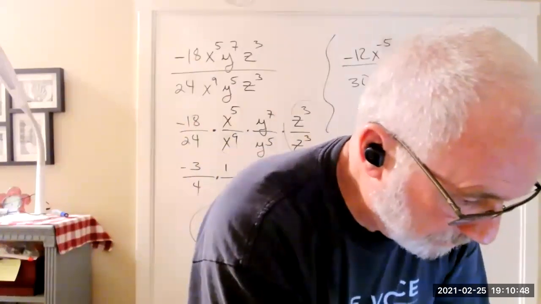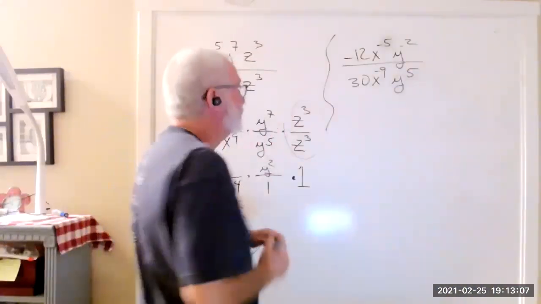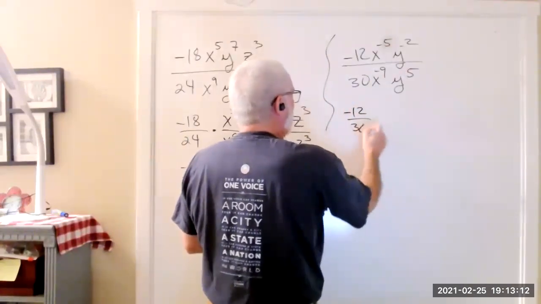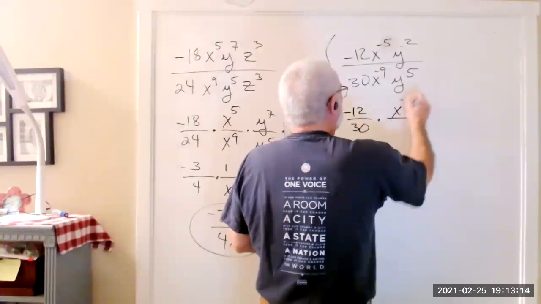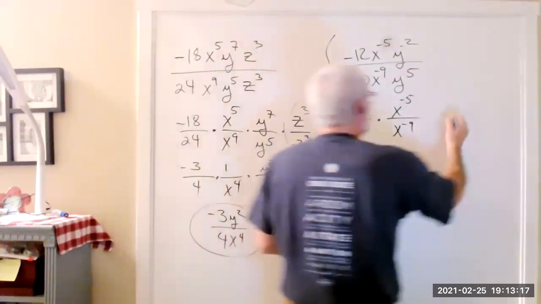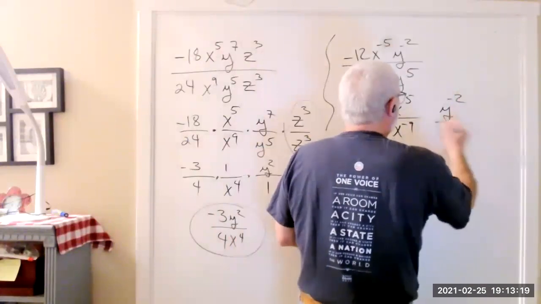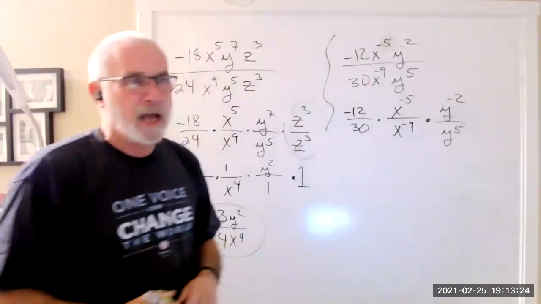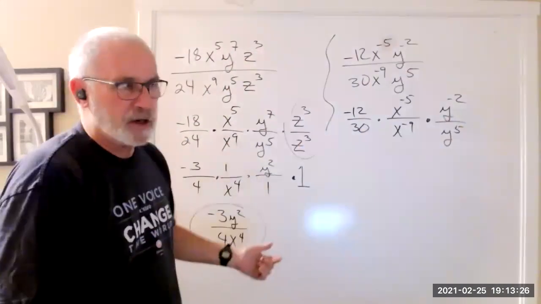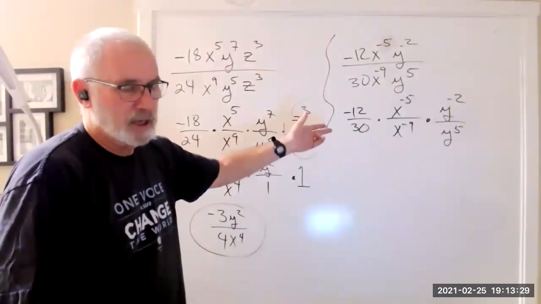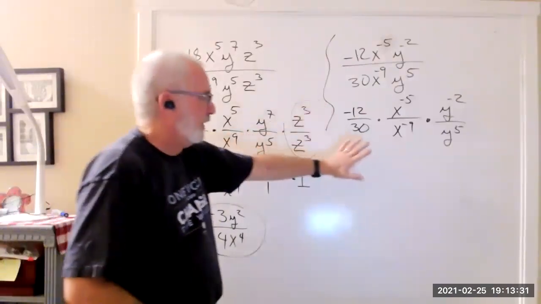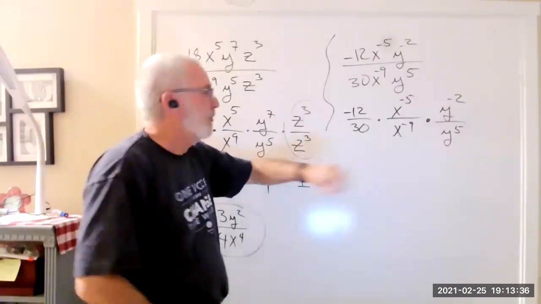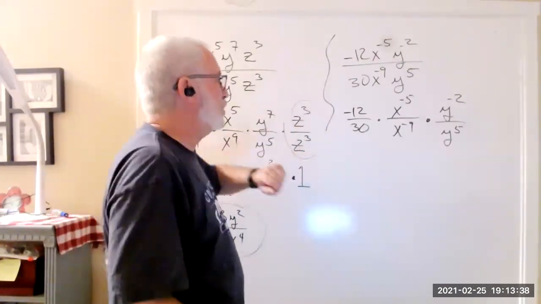Once again, we split the problem up: -12 over 30, x to the -5 over x to the -9, y to the -2 over y to the 5. I say you don't have to do this, but you do have to think this step. If this works for you, take it and use it. Now we reduce each one.